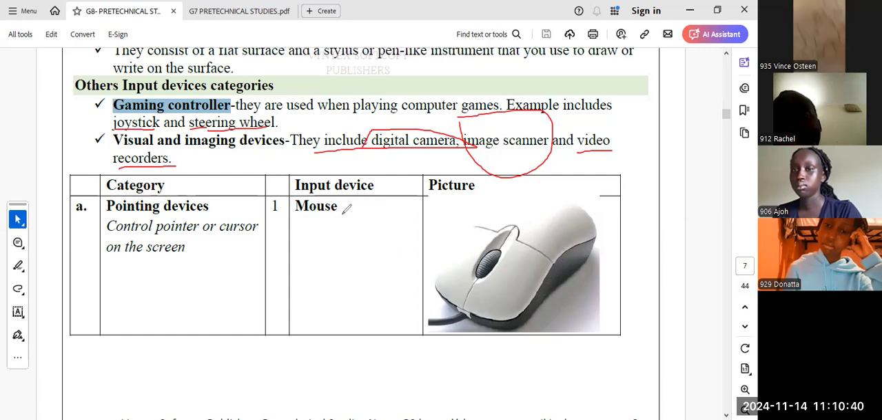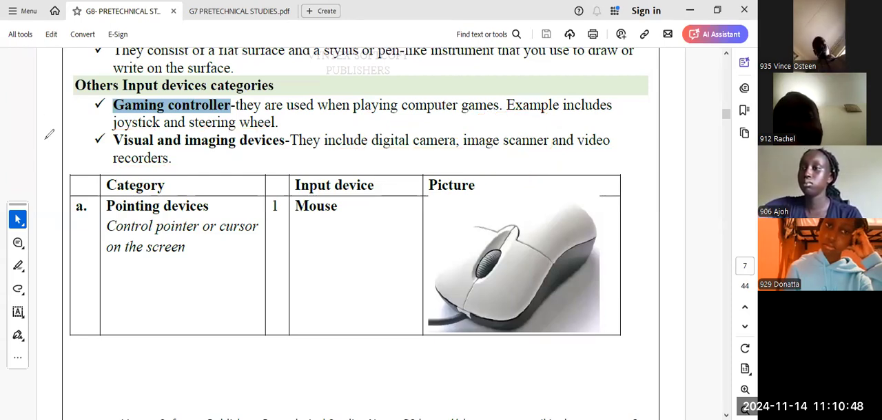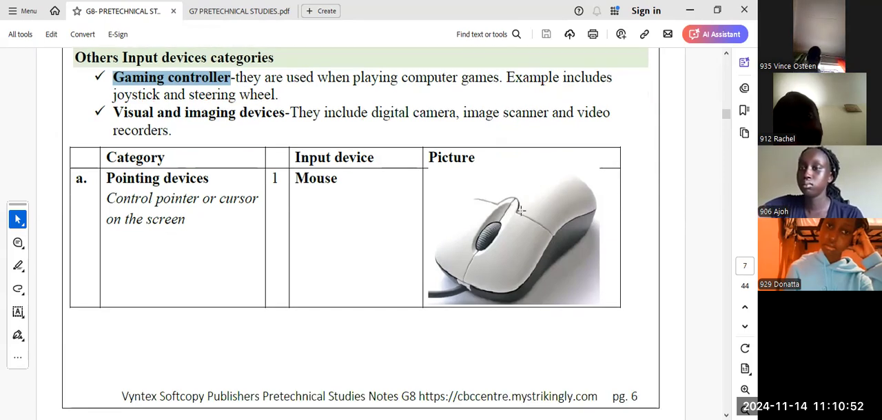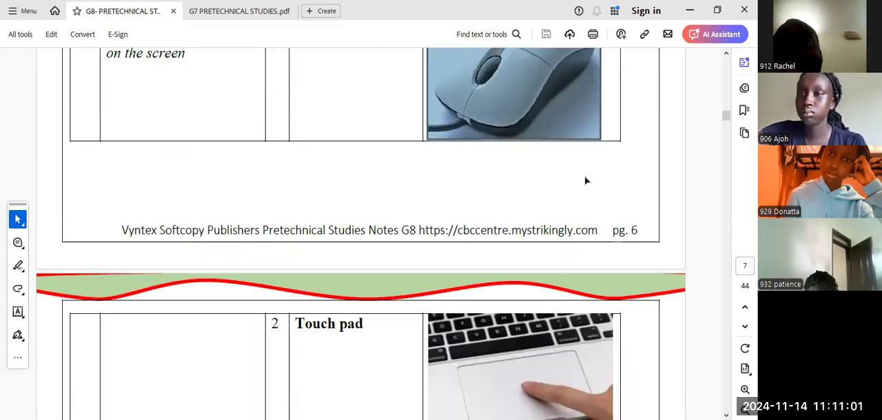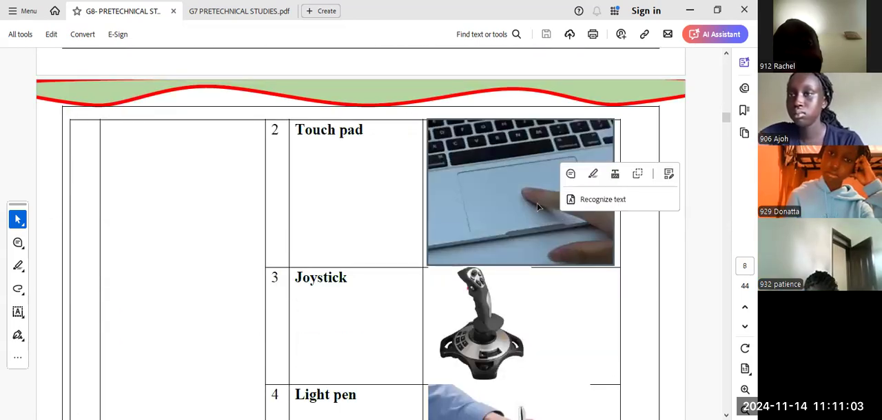So boys and girls, allow me to take you through very fast the pictorial representation of these devices, how they look and what they are. Starting with the pointing devices, we had talked of the mouse. This one is the mouse. Can you see the mouse? You scroll through this point here, the ball. Then this one is the touchpad, like that one found on a laptop. So we refer to this one as the touchpad.